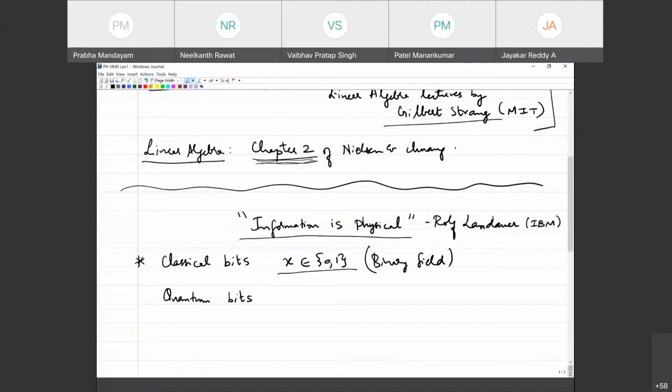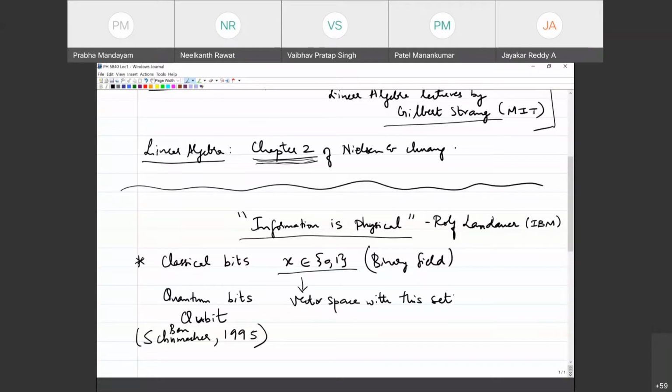Now, what is a quantum bit? Just an interesting nugget here, the word quantum bit was actually coined by a physicist called Ben Schumacher in 1995. He coined the term qubit to refer to quantum bits. So the idea is that now you are going to associate a vector space with this set. That is one way to think about it.